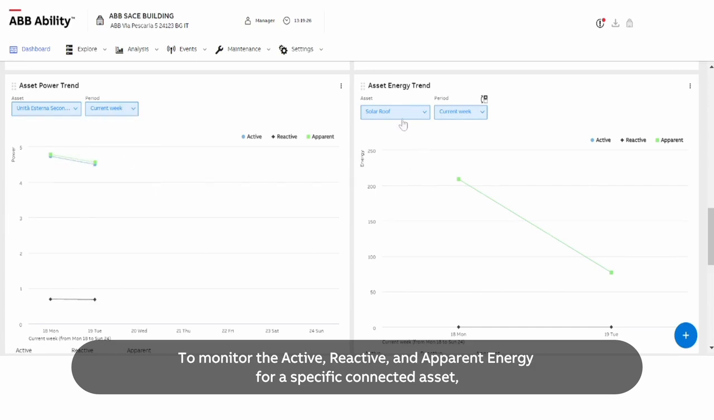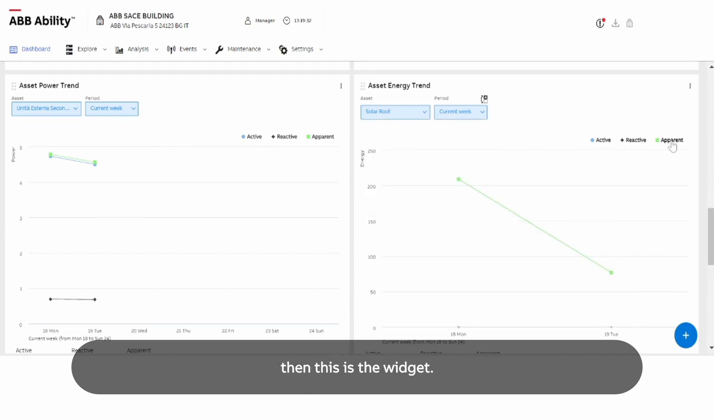To monitor the active, reactive, and apparent energy for a specific connected asset, then this is the widget. This is the Asset Energy Trend widget.